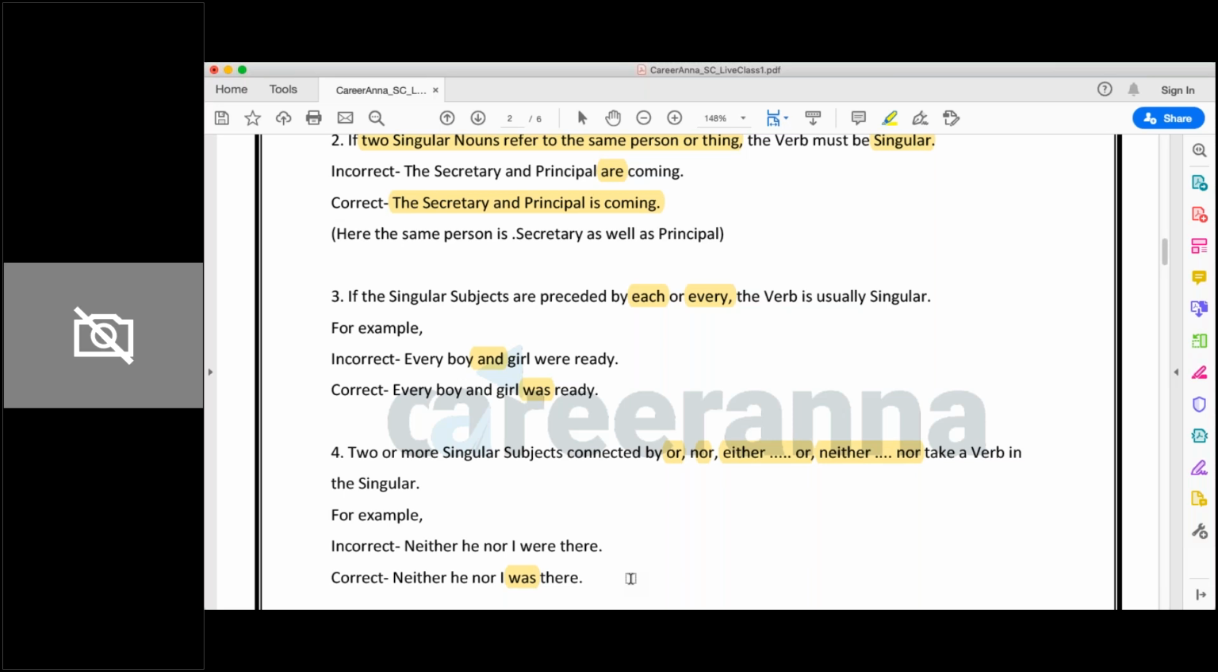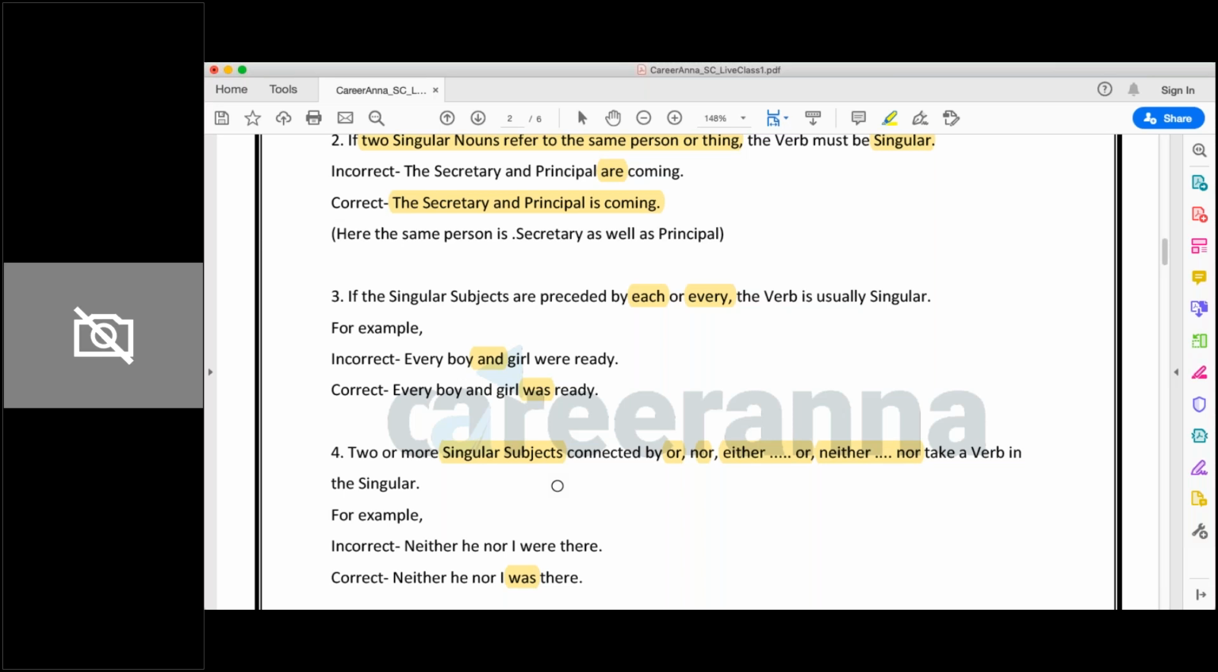Mohini? Yes, sir. Bharat, you are not reading this correctly. I have said 2 or more singular subjects. You are talking of plural subjects. So Mohini, I just wanted to ask, are you able to understand? Saransh? Yes, sir. Yes.